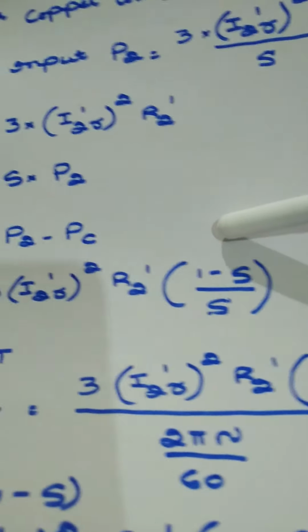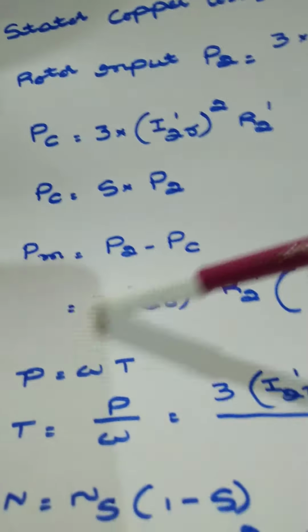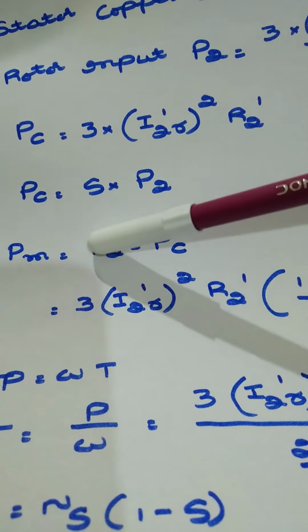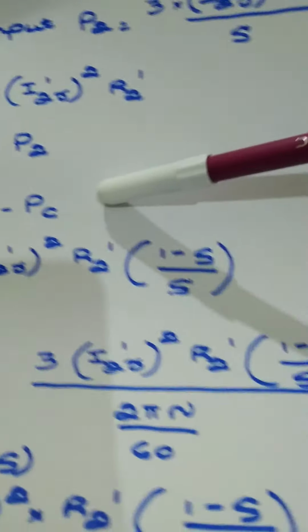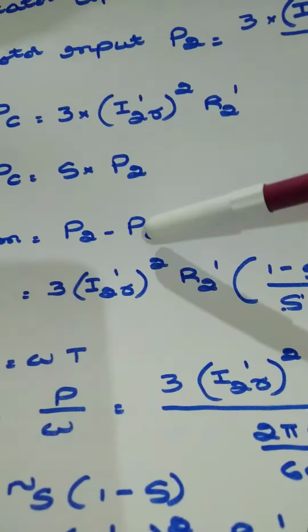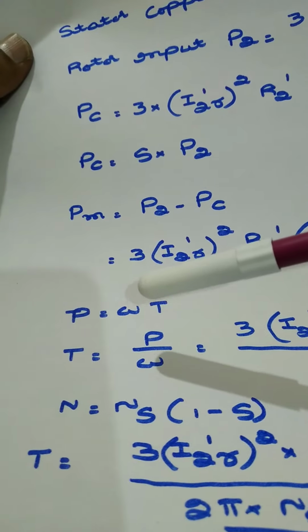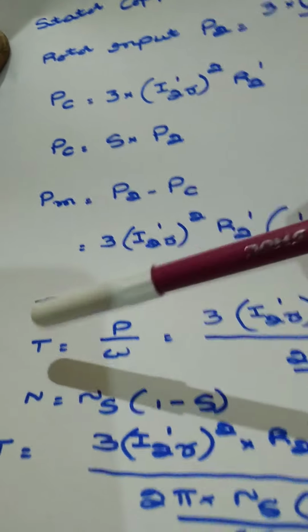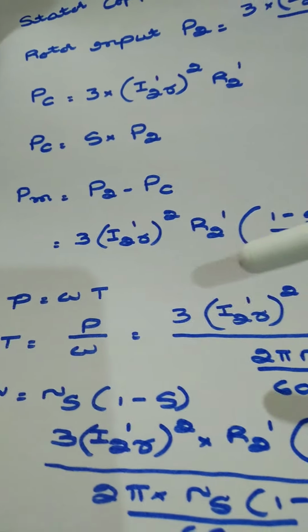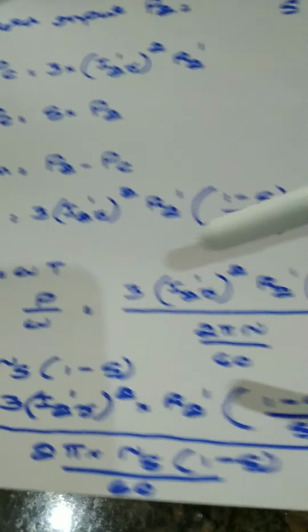If you subtract it, then you get the mechanical power developed in the rotor, which can be obtained from rotor input minus rotor copper loss. If you rearrange that equation, you get this equation, that is 3 into I2 dash whole square into R2 dash (1 minus S) by S. We know that fundamentally power is nothing but omega into T. T is nothing but P by omega. P is nothing but the mechanical power developed.